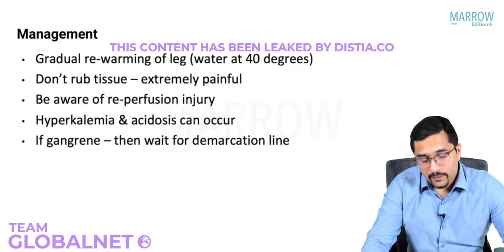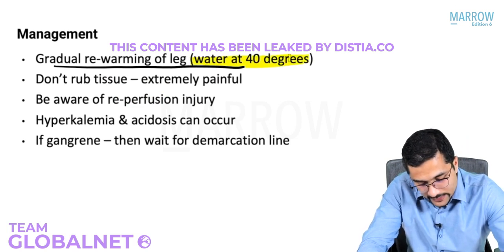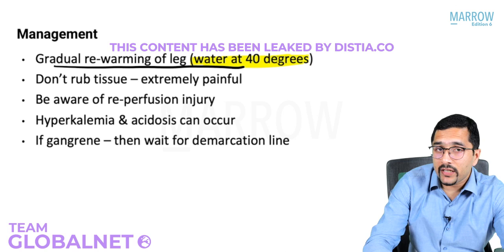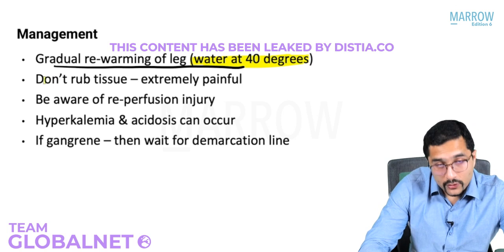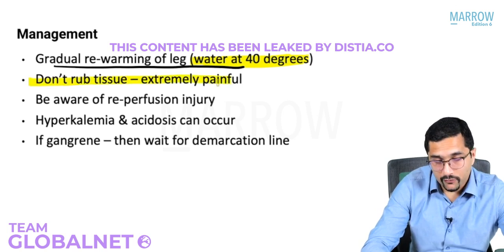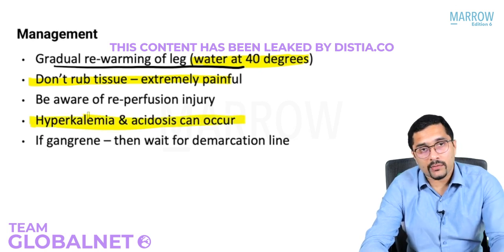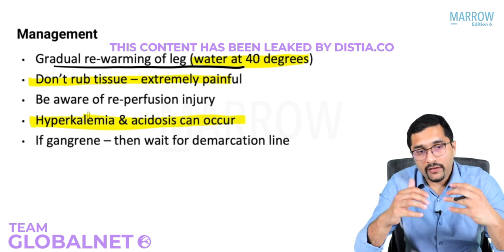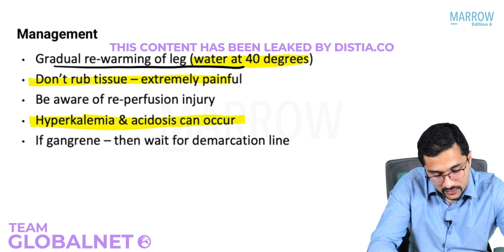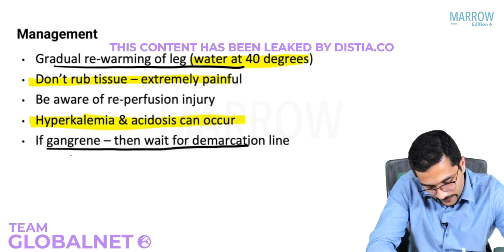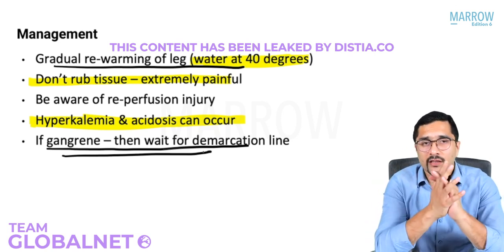The management in these patients is gradual rewarming of the leg, and water should be at 40 degrees. There are certain books which say that rapid rewarming should be done, but what we will follow is gradual rewarming. We don't rub the tissue. It's extremely painful. We have to be aware of reperfusion injury, and there can be hyperkalemia and acidosis. So one should be aware of these points as well. And if there is gangrene, then we should wait for the demarcation line before we amputate. So these were the points in thermal injury.